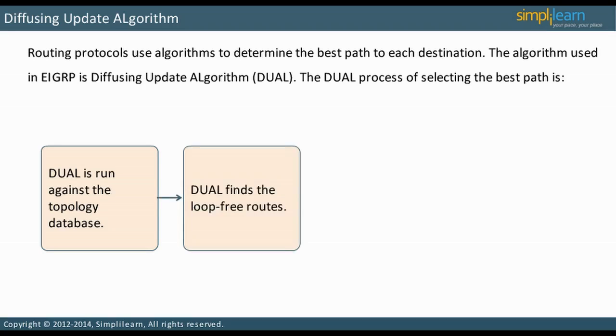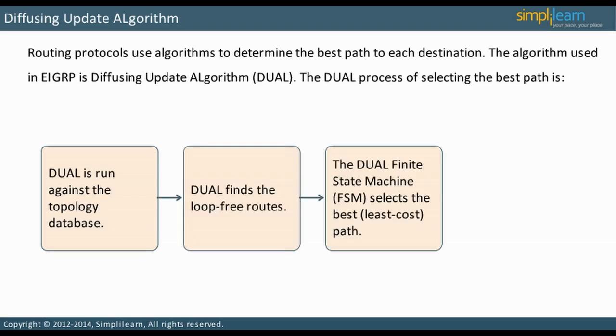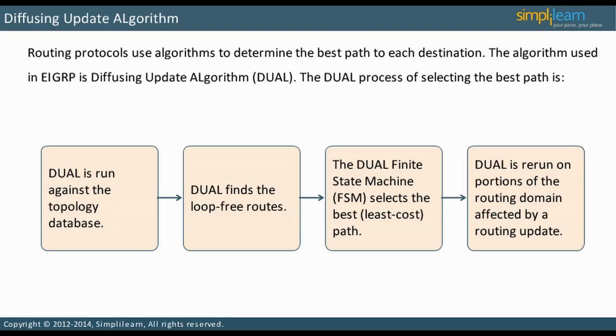DUAL finds loop-free routes. The Dual Finite State Machine, FSM, selects the best, least cost path to insert into the routing table. After routers boot and initialize, EIGRP DUAL is rerun only against those portions of the routing domain that are affected by a routing update. That is why it is said EIGRP updates are bounded. Let us look at other router mode commands.